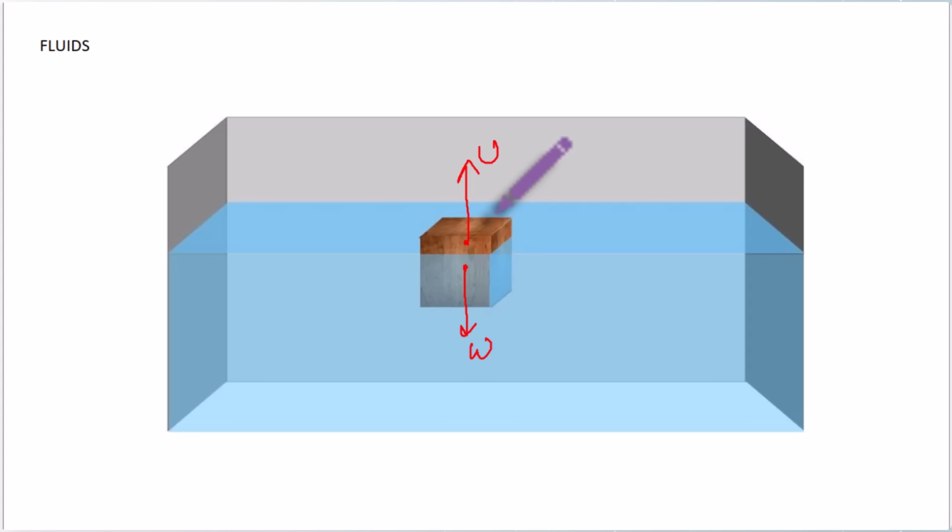But every time you come across upthrust, you just recall the definition of upthrust. It is the weight of fluid displaced. Okay, upthrust is the weight of fluid displaced, and you can see how much fluid has this block displaced. It is equivalent to the volume of the block that is underwater. So this is the volume of the block that is underwater, and this is the volume that will correspond to the upthrust.